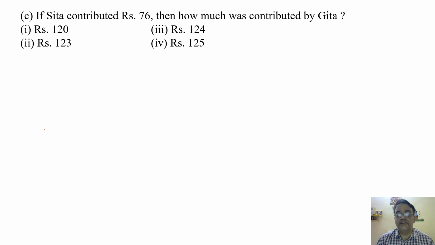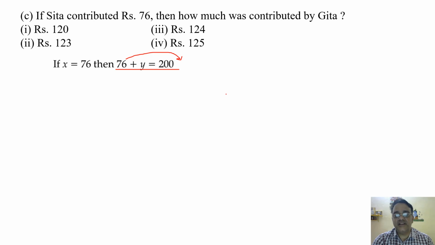If Geeta contributed rupees 76, then how much was the contribution by Geeta? So we'll take x is equal to 76. So 76 plus y is equal to 200. 76 को यहाँ शिफ्ट करेंगे तो minus 76 हो जाएगा. तो y is equal to 200 minus 76. So what we are getting? 124. Right. And the correct answer is the third option.